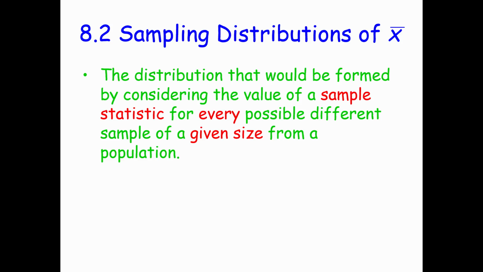Okay, this is the screencast for section 8.2, sampling distributions of the mean of X.